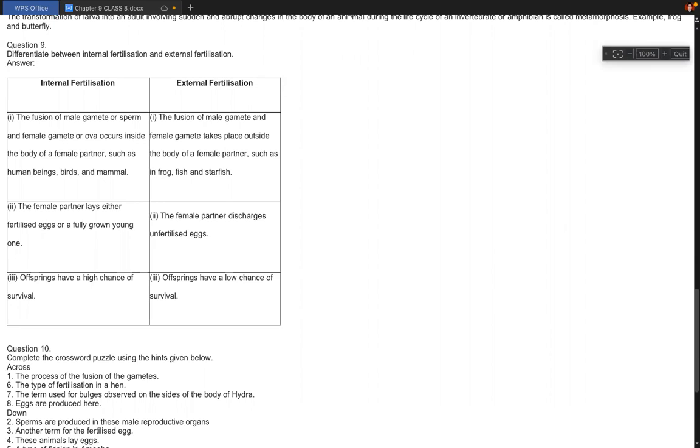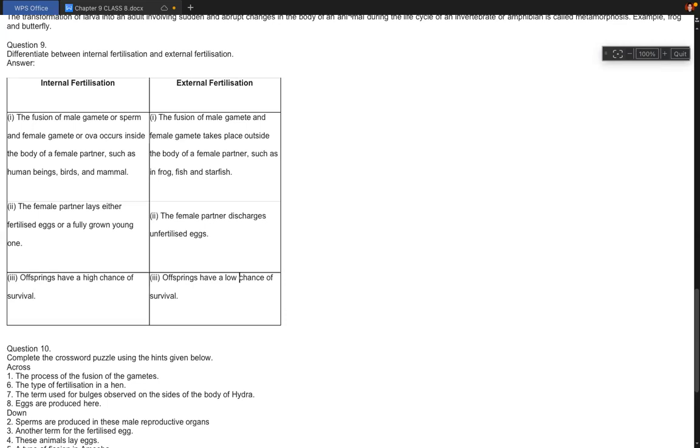Question number 9 is the differences between internal and external fertilization. In internal fertilization, we have the fusion of the male gamete and female gamete inside the body of the female partner. But in external fertilization, the fusion takes place outside the body of the female one. The second difference is that the female partner lays either fertilized eggs or a fully grown young one in case of internal fertilization, but in external fertilization, the female partner simply discharges unfertilized eggs, then outside they get fertilized and produce the young ones.